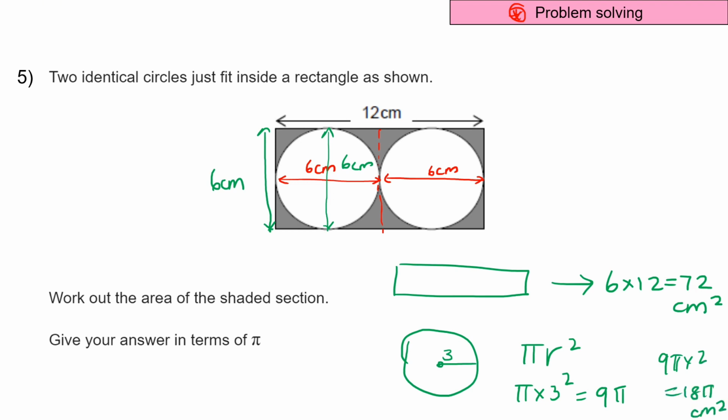So I want to find out the area in terms of pi, so that means 72 was the whole thing, and I'm going to need to take away 18 pi to find out the shaded region. So I'm just going to leave it as that, and this is my final answer.